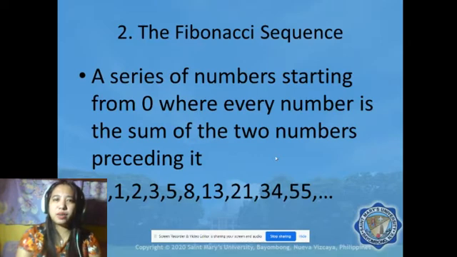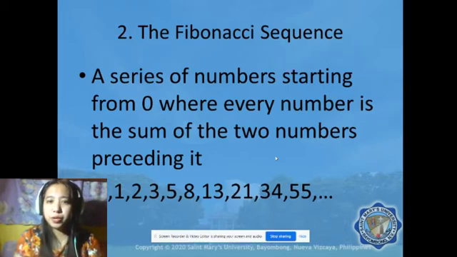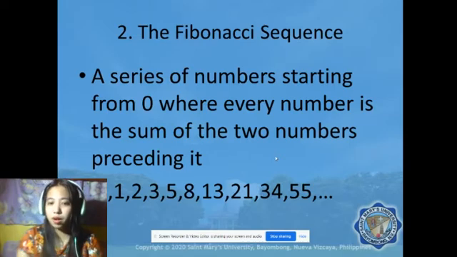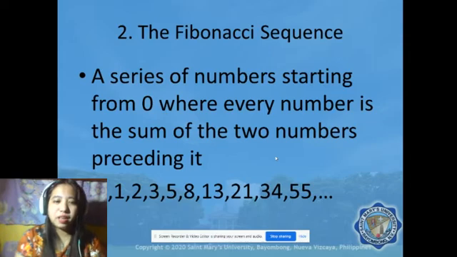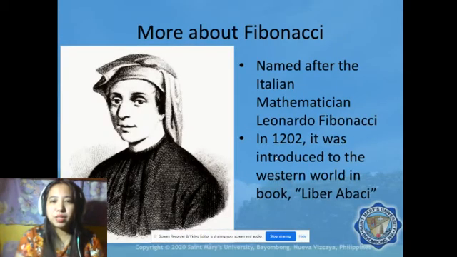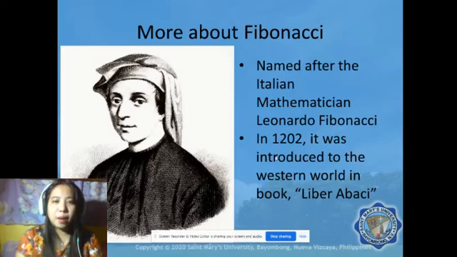And then next, we can also see the Fibonacci sequence in our surroundings. So what's this Fibonacci sequence, by the way? It is a series of numbers starting from 0, where every number is the sum of the two numbers preceding it. So 0, 1, 1, 2, 3, 5, 8, 13, 21, 34, 55, and so on. But sometimes you can find reference materials that start with the number 1 as the first number. It is named after the Italian mathematician Leonardo Fibonacci. In 2002, it was introduced in the Western world in the book Liber Abaci.